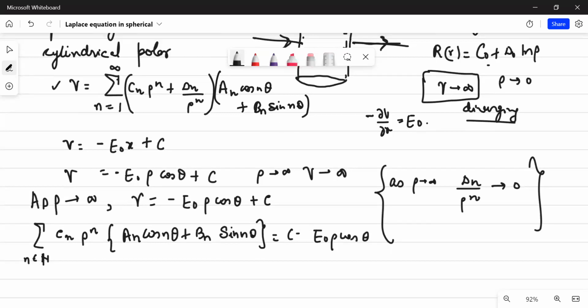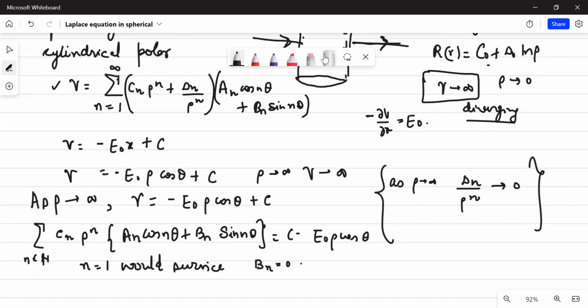Okay, so understand that only n equal to 1 would survive. On comparison, you can see that only n equal to 1 would survive. All the other terms would go to 0. In fact, you will find all the b_n's are 0, because there is no such sin n theta term here. So only the cos theta term is there.